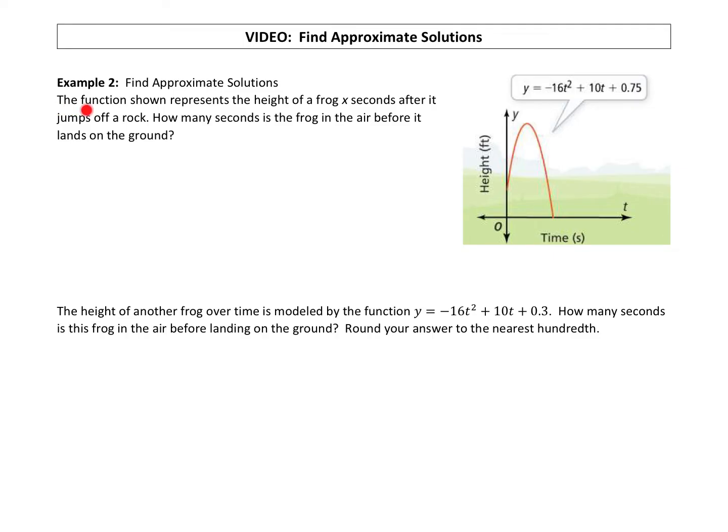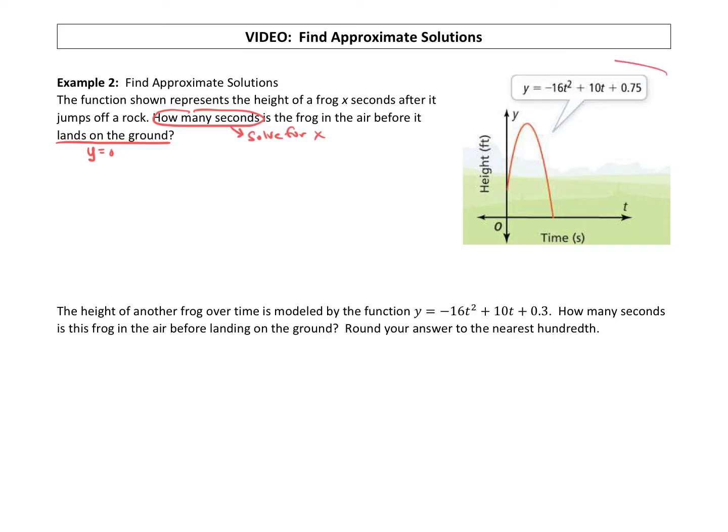So example 2, the function shown represents the height of a frog x seconds after it jumps off the rock. How many seconds is the frog in the air before it lands on the ground? So when they ask for how many seconds, that means we're going to solve for x because x represents our time. And more specifically, they want to know how many seconds the frog is in the air before it lands on the ground. So when it lands on the ground, your y value will be 0.